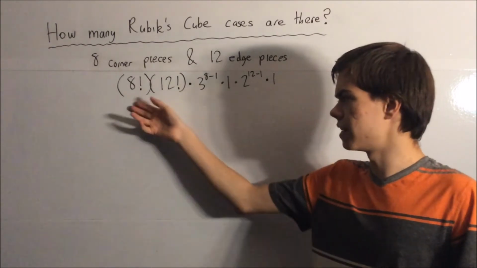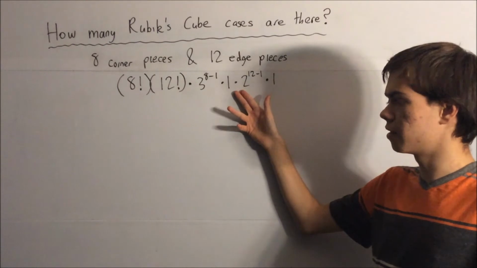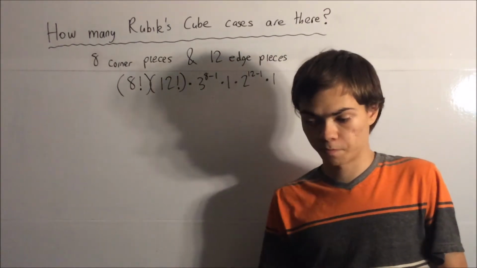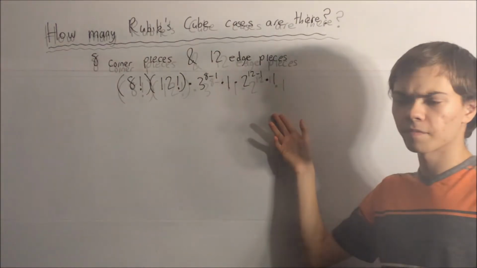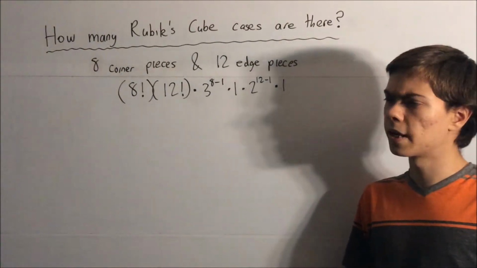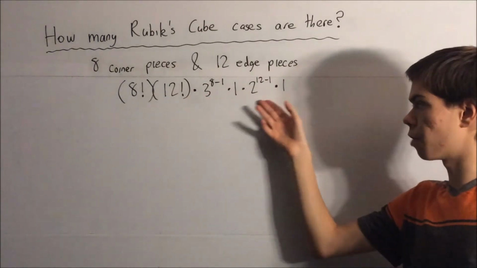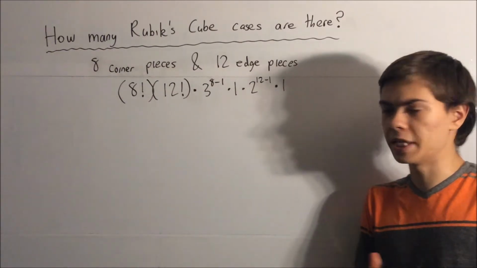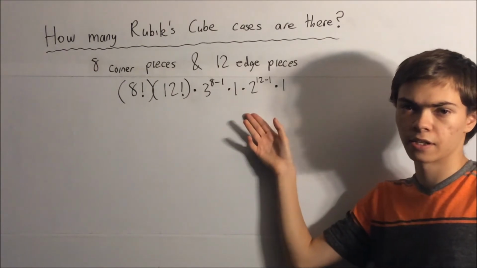So, is this the end? Would this give us the number of different ways to scramble the Rubik's Cube? Would this be it? The truth is, how do we even know that the cases that we've accounted for up here are even solvable? How do we know we can even solve all of these cases?